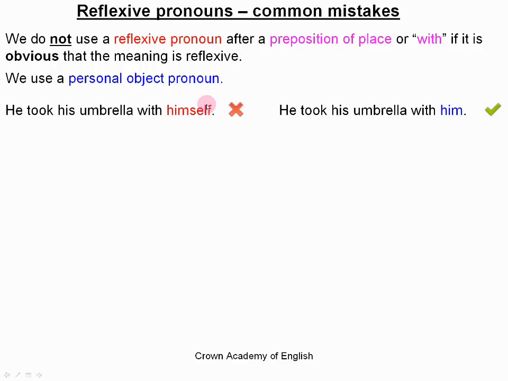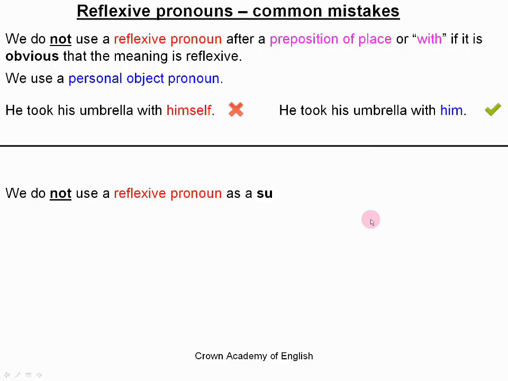So this is because in the context of this sentence, he took his umbrella. Well, the umbrella can only be with the subject of the sentence. The umbrella can only be with him. Okay, it cannot be with somebody else. So we do not need to specify that it is reflexive, because the context of the sentence tells us that it is reflexive. So in this instance, with the word with or another preposition of place, we use a personal object pronoun, with him.